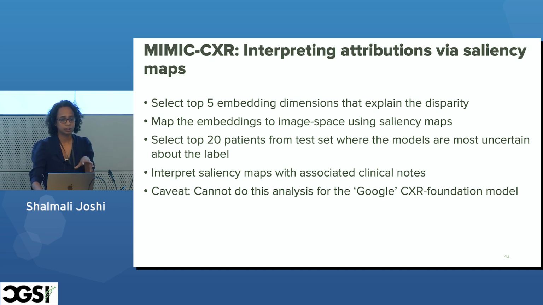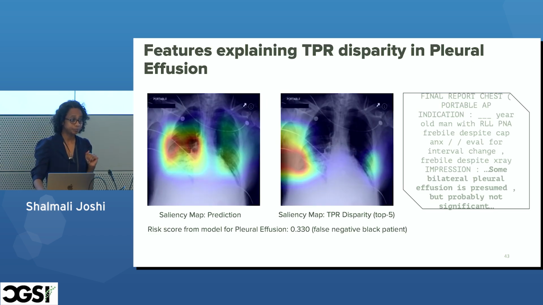Then we are going to see 2 of the top 20 patients we found that the model is most uncertain about, and then look at them in saliency space to see what's going on. We obviously cannot do this for the foundation model because we don't have access to weights. Saliency maps require access to model weights. And these are GradCAM images. I'm going to run through very fast because we don't have time, and I'm already over. Sorry. On the left, you're seeing the saliency map for the prediction that the model indexes on.